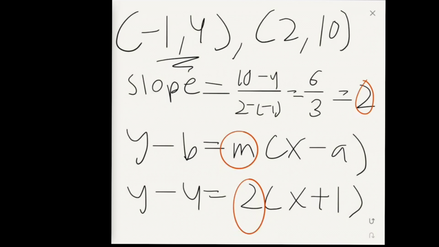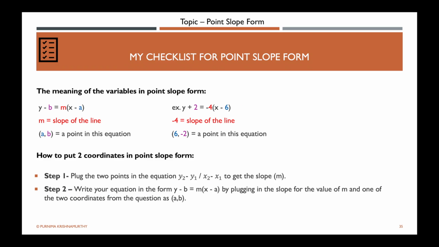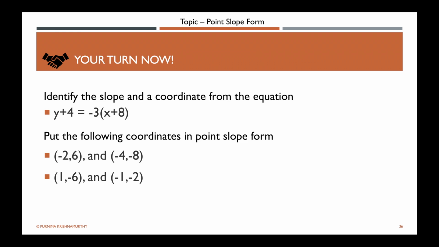So I chose this point, and since b is the y value, substituted b in the equation for 4. And since -1 is the a value, I substituted in the equation -1 for a. And remember, because it's x minus a, you would get x minus -1, which turns to x plus 1. Here is my checklist for point-slope form. Hope it helps.